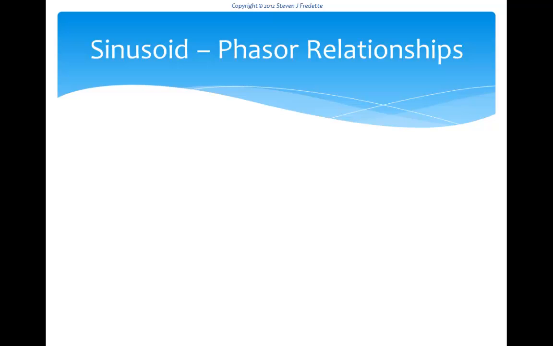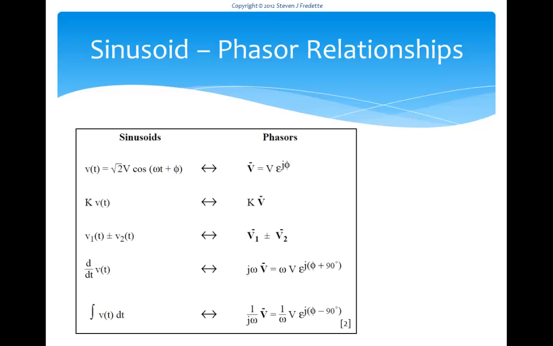So some sinusoid phasor relationships. Here's a table that will show the sinusoidal expression on the left and the phasor on the right. The first one we've already seen. The second one, if you multiply the voltage by a factor of k, which could either be a gain or an attenuation, it's a straight multiplication of that amplitude in the phasor domain. If we do voltage addition in the sine time domain, similar voltage addition or subtraction in the phasor domain.